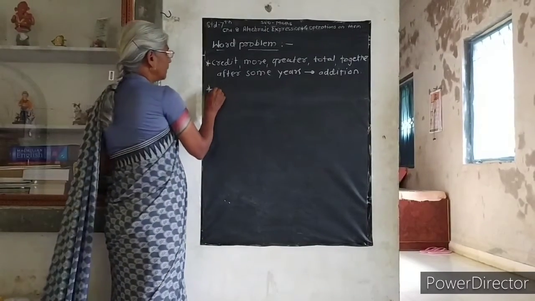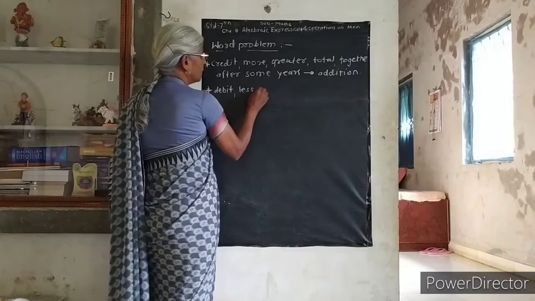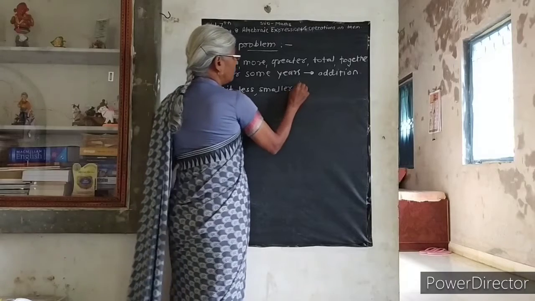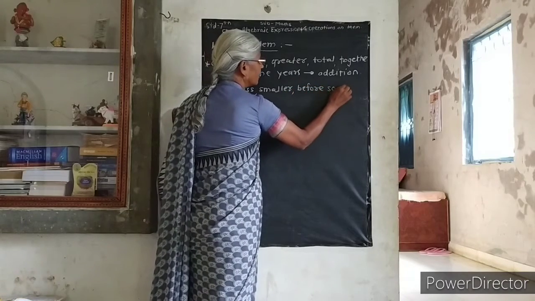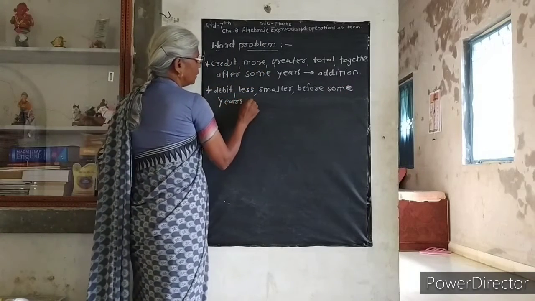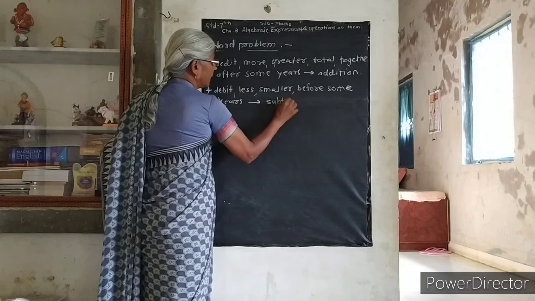The words like debit, less, smaller, before some years, the operation is subtraction.